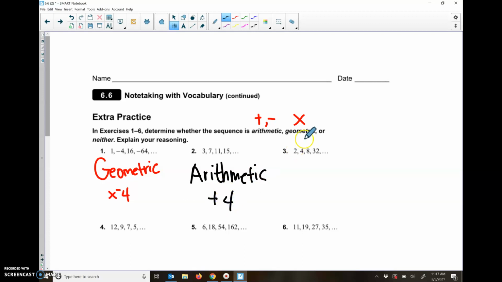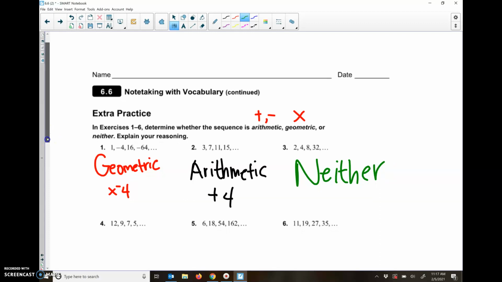Okay, here we have 2, 4, 8, 32. So very important that we look at all the numbers, because I was getting ready to write geometric, because I was like, oh, look, 2 times 2 is 4, 4 times 2 is 8. Good, we're multiplying. But then 8 times 2 is not 32. If that last one was a 16, then I would have been ready to write geometric, but it's not. It's a 32. So make sure that it follows the pattern all throughout. So even the first couple had a pattern, the last one did not.